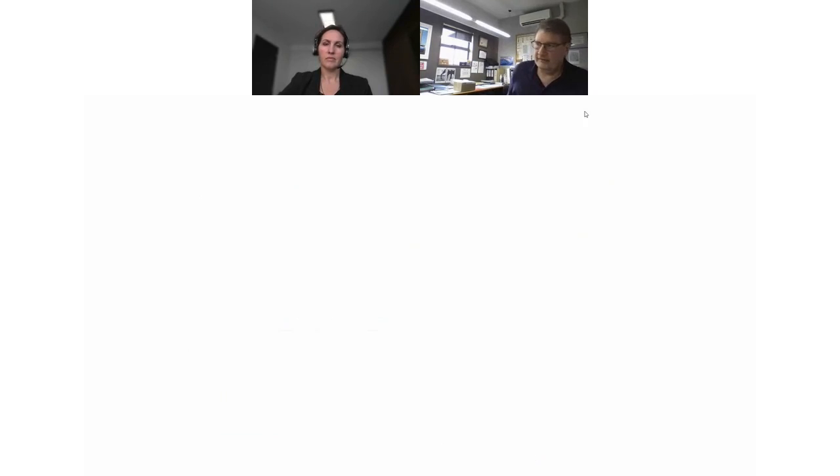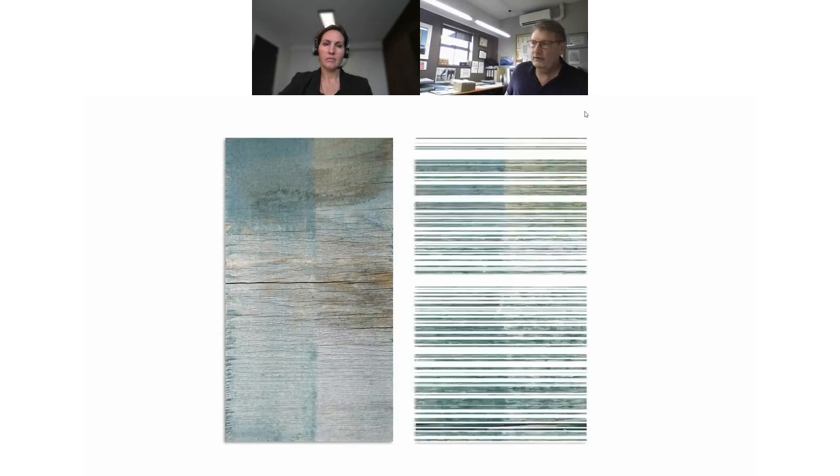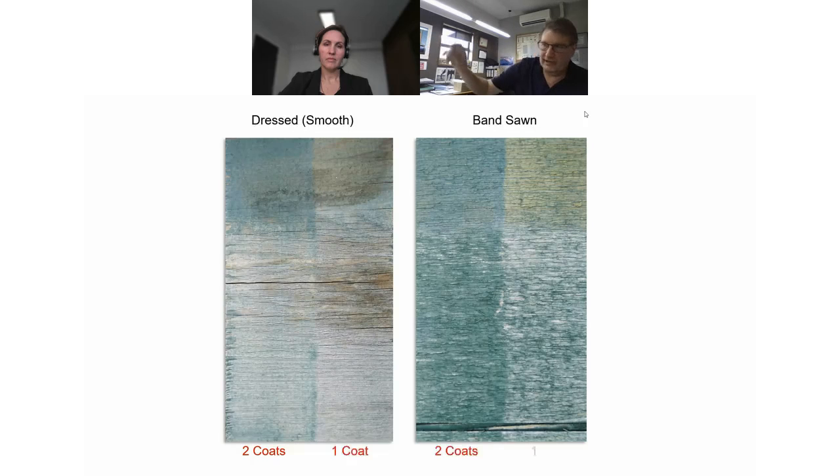So here's a dressed piece of timber and here's a bandsawn piece of timber, with 1 and 2 coats. The top bit was covered up and they're exposed. Now you can see that if you open up the timber surface with a bandsaw, you get a lot more penetration, a lot more durability, and it looks great.